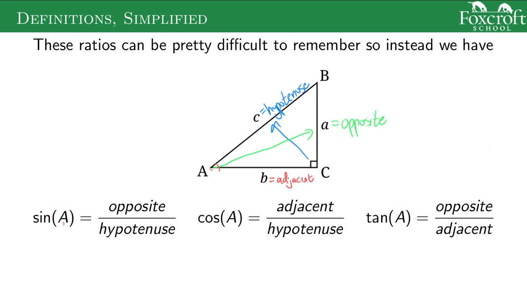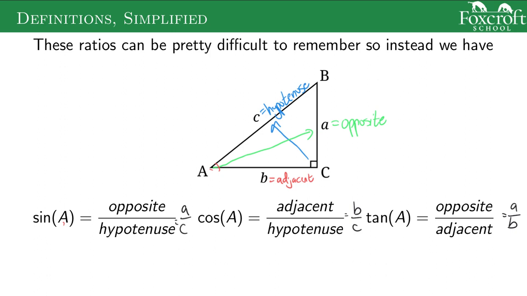These definitions tell us that sine is the opposite side over the hypotenuse. Cosine is the adjacent side over the hypotenuse. Tangent is the opposite over adjacent. So, the same definitions from the last slide, but they're referenced a little bit easier.